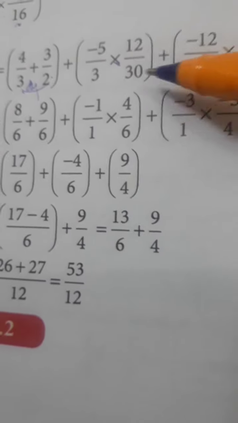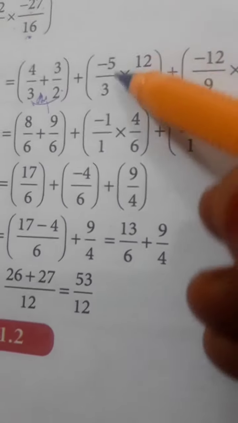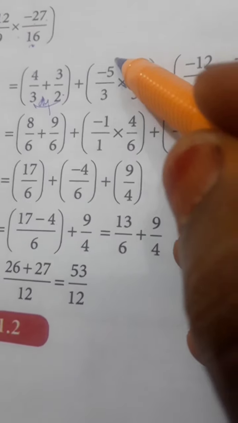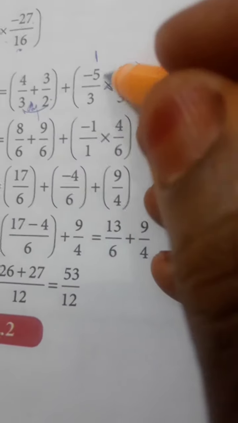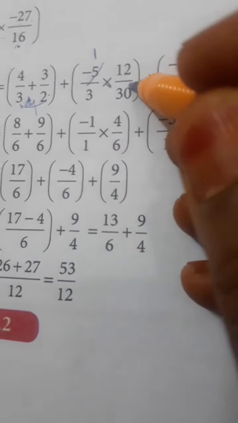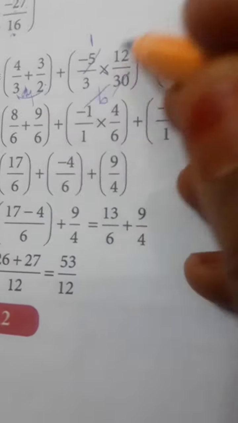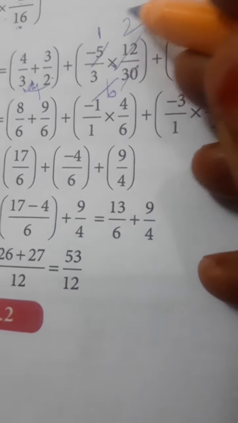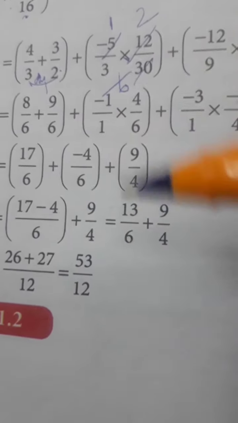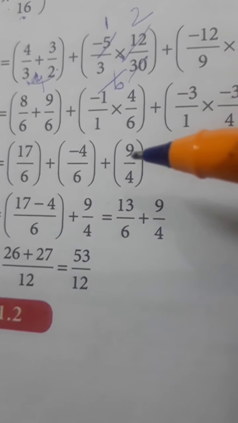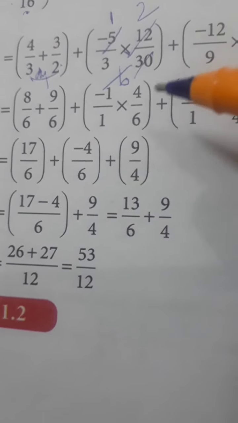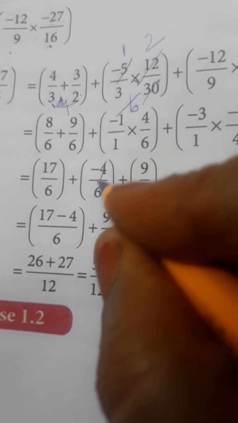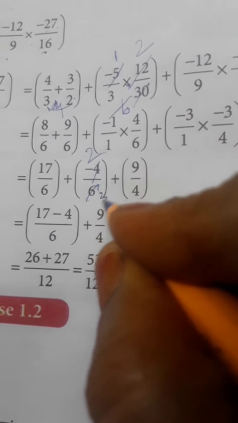Now here, multiply by the easy method. 1 5 is 5. 1 5 is 5. 6 5s are 30. 1 6 is 6. 2 6 are 12. So 2 by 3. This 2 also cancels. Minus 2 by 3 comes as the answer.